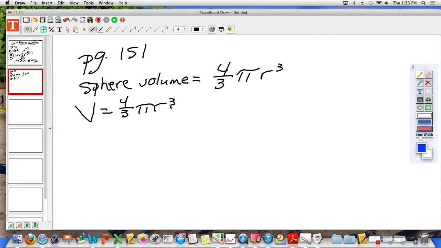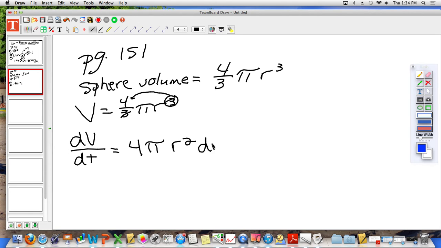Let's find the derivative right away. We can figure out what we need to find and what we already have. What's the derivative of V? dV/dt equals, now, 4/3 pi r cubed. Remember, 4/3 and pi are both numbers, so I'm going to take this 3 and multiply it by 4/3. The 3's cancel out. It leaves me with 4 pi r squared dr/dt.